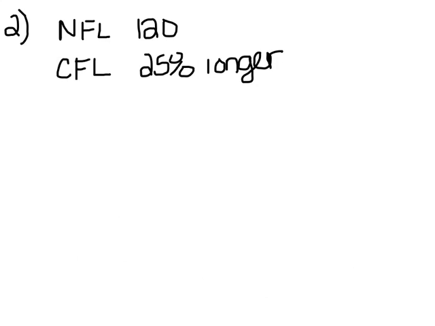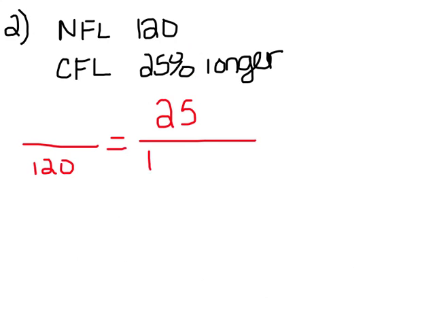We can set this up as a proportion. Right now, what we know is our original, or the NFL fields, are 120. On the right side of our equation, the ratio on the right side, this is out of 100. So remember that this side represents the percent. So we're looking to set this up for 25%. So we'll put 25 over 100. 25 over 100 represents 25%.